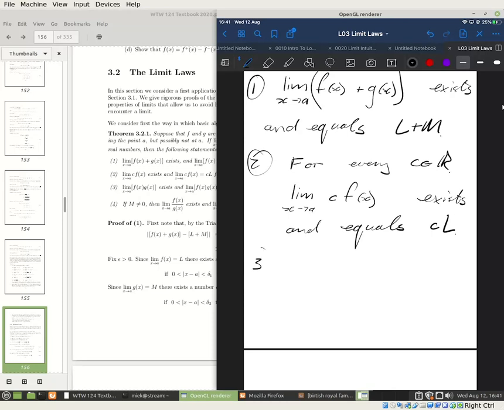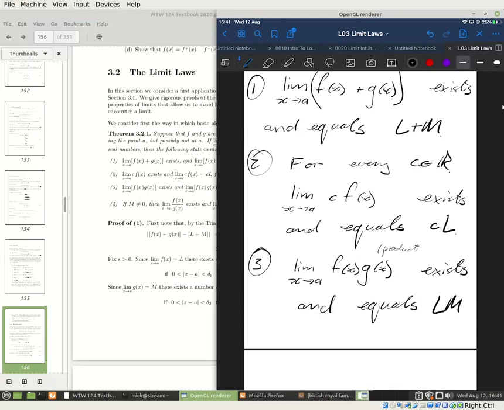And number three, the limit as x tends to A of f of x times g of x exists and equals L times M. And this is, of course, the product law for limits.